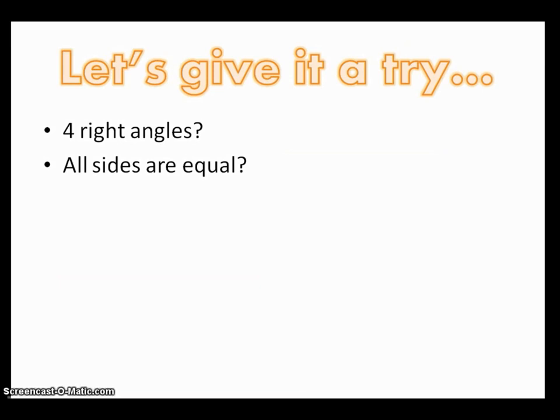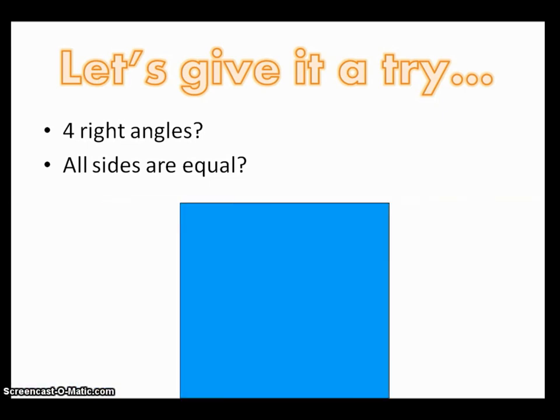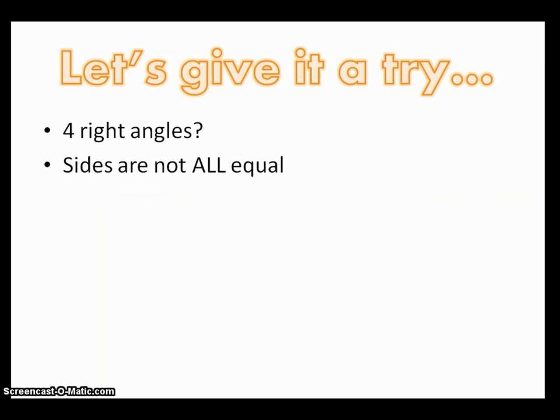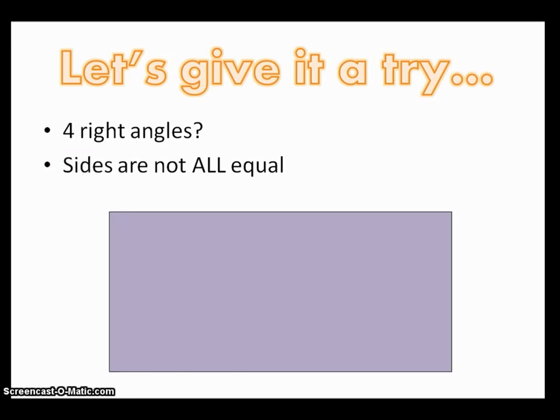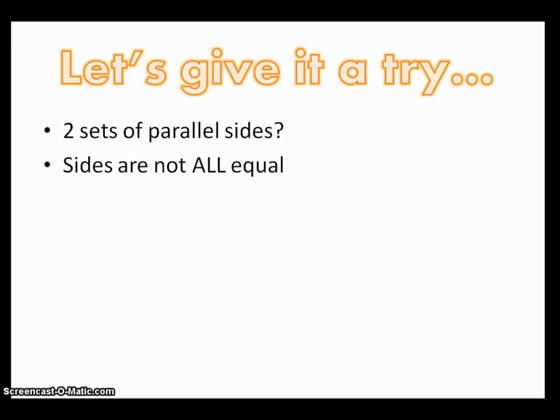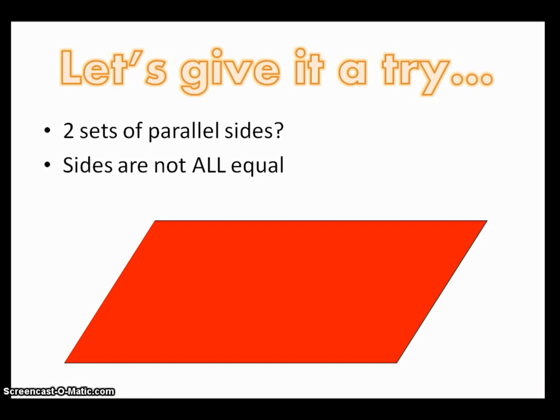What polygon that is a quadrilateral has four right angles and all the sides are equal? That's right, it's a square. Alright, what if it has four right angles, but the sides are not all equal? That would be a rectangle. Okay, two sets of parallel sides, and the sides are all equal, but they're not all right angles. That would be a parallelogram.